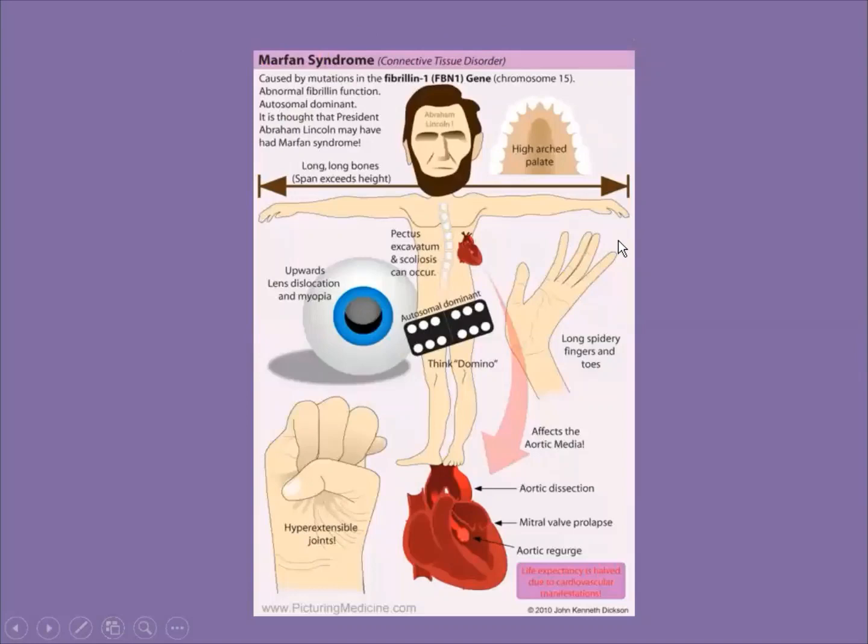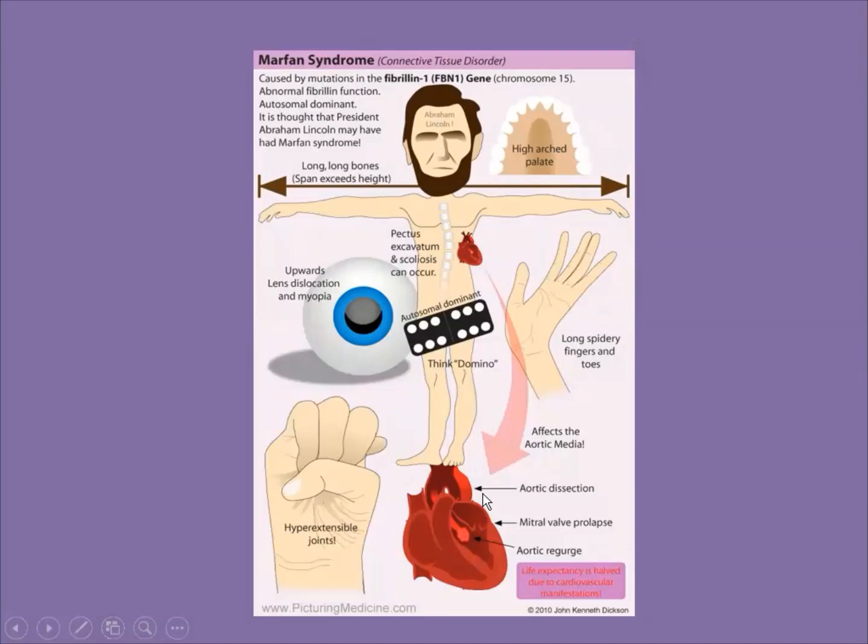So this is a picture of Marfan syndrome. Marfan syndrome is caused by a mutation in the fibrillin gene, and it results in abnormal connective tissue. Because of that, they get long spidery fingers, hyperextensible joints, lens dislocation, and so on, and also long limbs, high arched palate. This picture says President Abraham Lincoln may have had this syndrome.